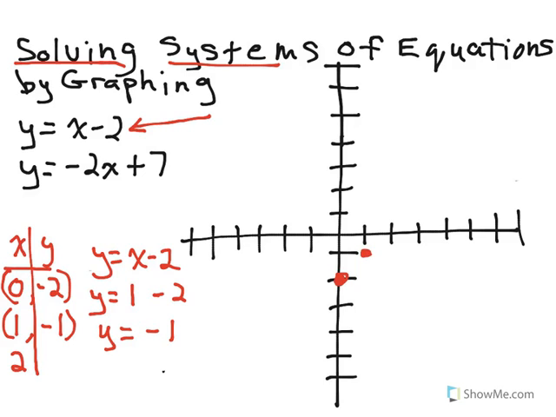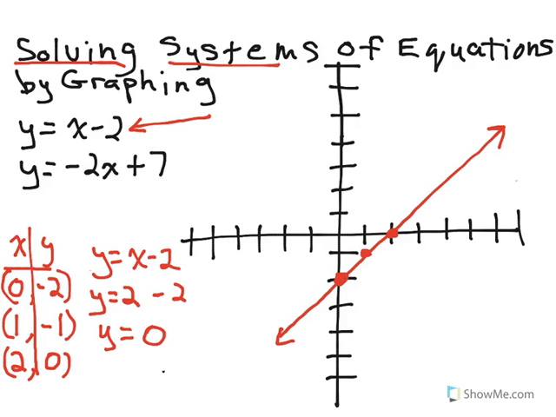Now let's replace x with 2. If x is 2, y equals 2 minus 2, which is 0. And then we have another set of coordinates. We can plot that point, 2, 0. Connect the dots with a line, and we have just graphed the equation y equals x minus 2.